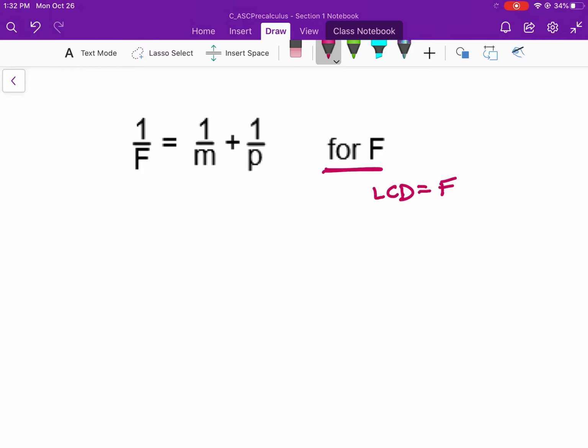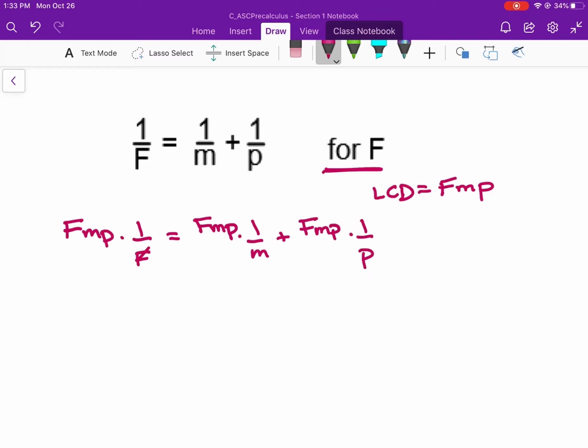I don't know how Mrs. Flanagan did it, but this is how I would do it. I would multiply by the LCD, which is FMP. So I would multiply the first term by FMP, and then the second one by FMP, and then this third one by FMP. There's lots of different things you can do, but this is what I would do.